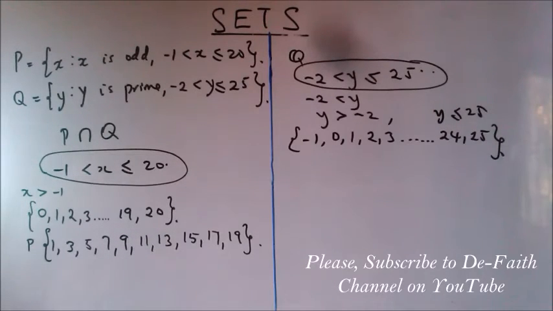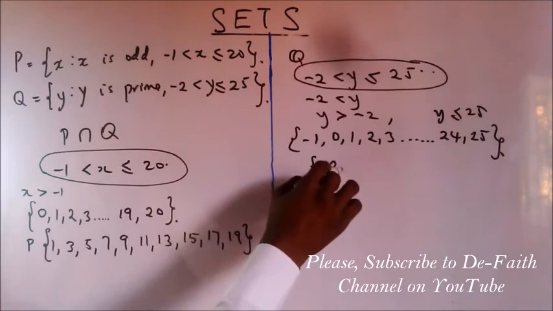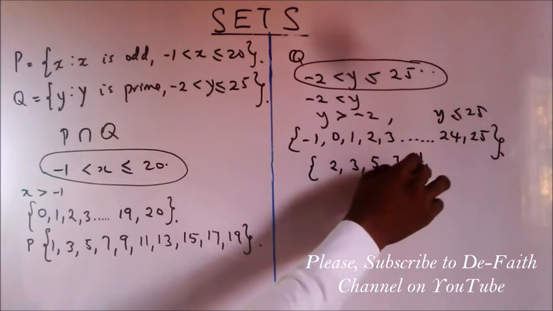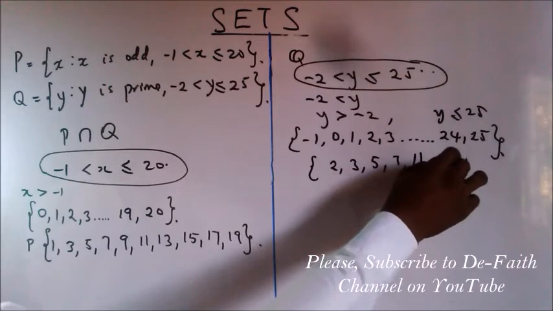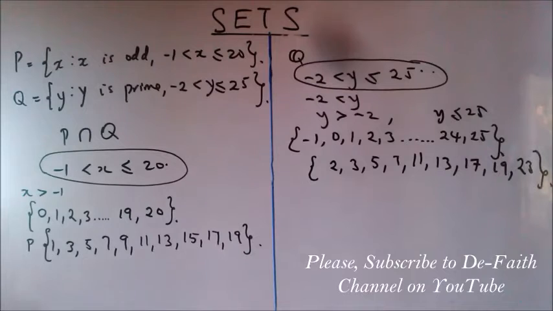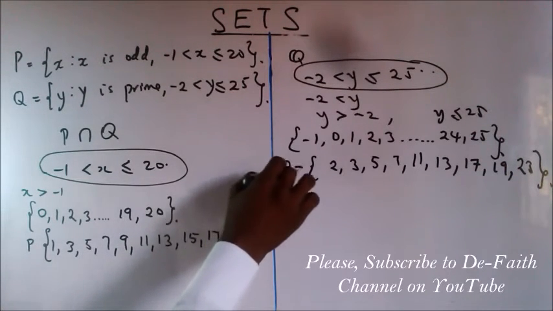But we're told that the elements of Y are prime numbers. And prime numbers are numbers that can only be divided by themselves and 1. And so the prime numbers that we have here include, now we'll take 1 out as not being a prime number, 2, 3, 5, 7, 11, 13, 17, 19, and 23 as the prime numbers. And so these are the elements of Q.